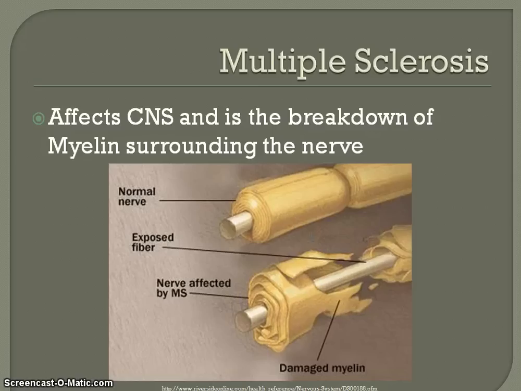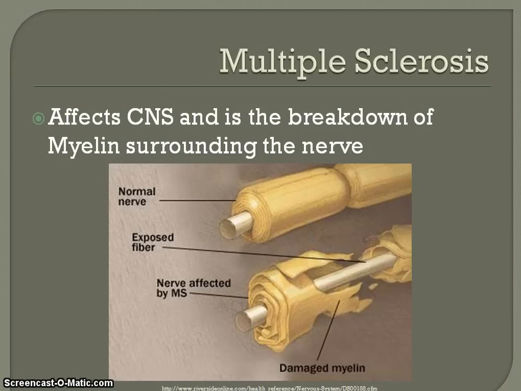Multiple sclerosis affects the central nervous system, which of course is the brain and the spinal cord, and it is the breakdown of myelin surrounding the nerve. As we learned in our textbook, myelin surrounds the nerve and helps transmit nerve impulses from the brain to wherever it needs to go, and then vice versa. In MS, this myelin is damaged, and you are unable to transmit those nerve impulses as effectively. You'll have scar tissue and inflammation, which could lead to complete loss of function depending on how severe the myelin damage is.